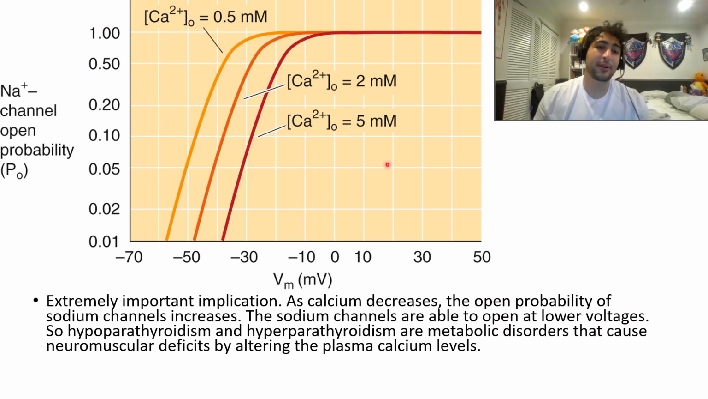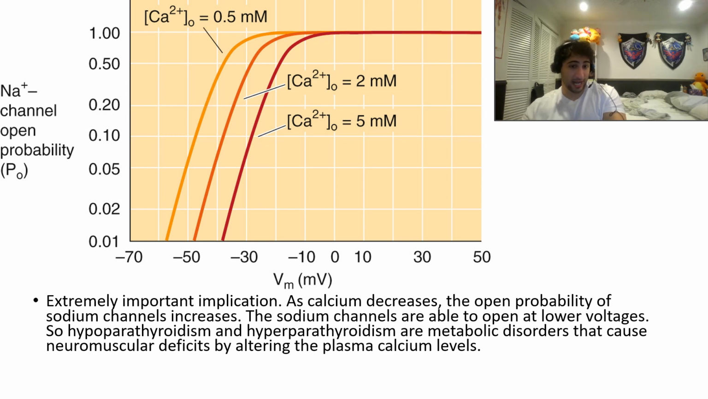All right. Now, calcium has effects on sodium channel open probability. We're not going to talk about why. It's so beyond the scope. But what I'm trying to show you is that, at this point where the resting membrane potential is, note that when you increase calcium, the potential becomes more positive. As you decrease calcium, the potential becomes more negative. So as calcium decreases, the open probability of sodium increases, all right, at lower voltages.